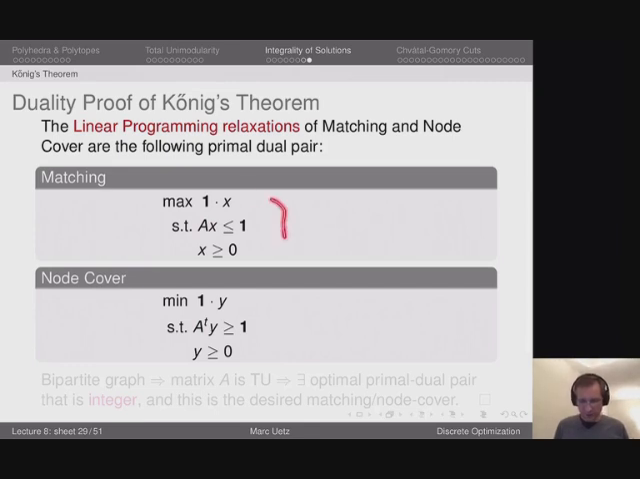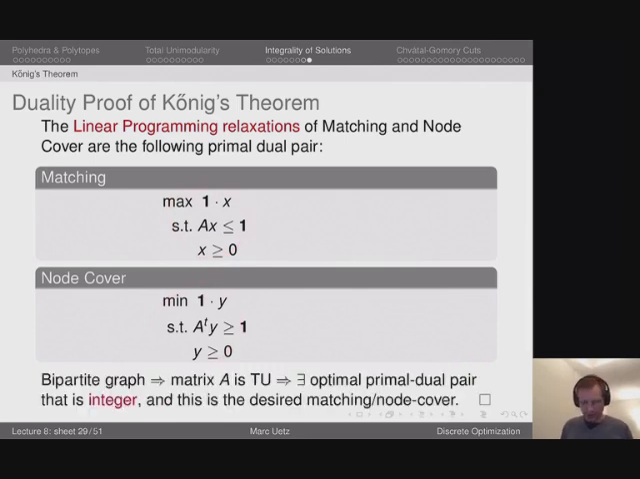So that means all the vertices of the corresponding polyhedron here have integer values, and all the vertices of the corresponding polyhedron here also have integer values. So it's integer vertices. And hence, because we have integer optimal solutions to both problems, primal and dual, we have an optimal primal dual pair, which is exactly Koenig's theorem. So once again, for a bipartite graph, the constraint matrix A is totally unimodular, so we have an optimal primal dual pair for these LPs that is integer, and this is the desired matching and node cover.